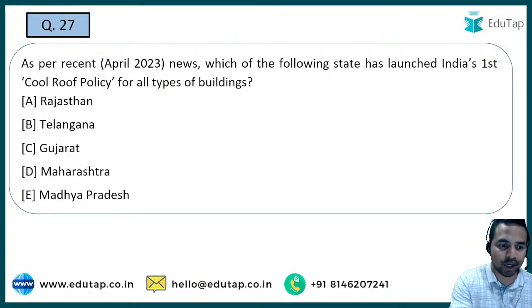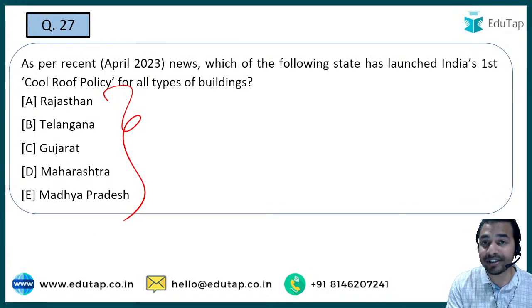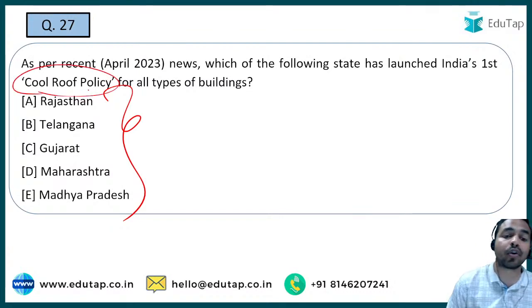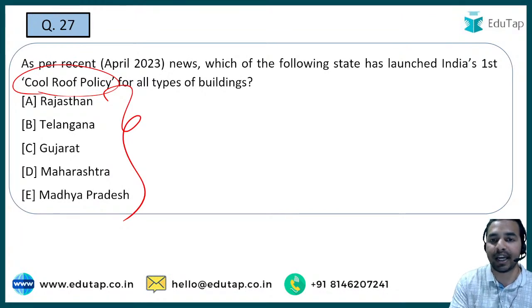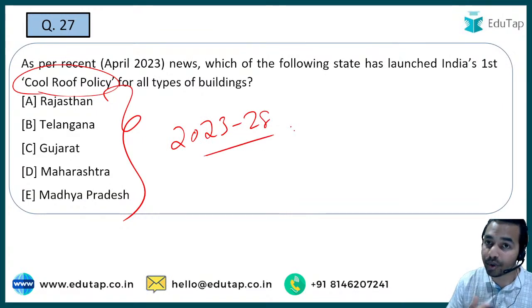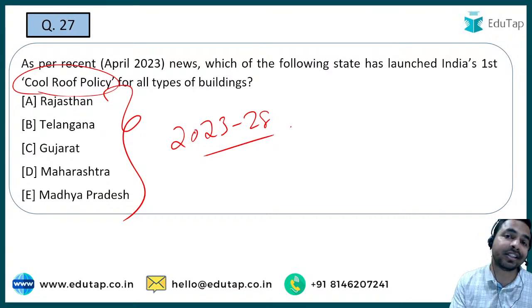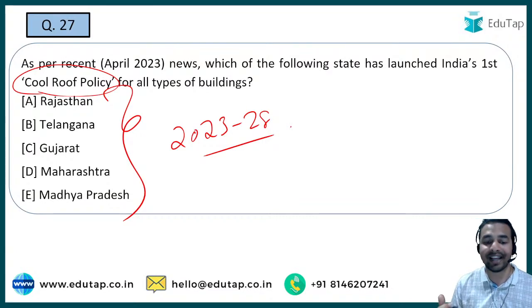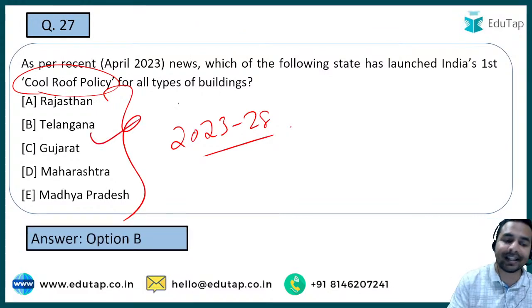Now the next question. Here you are required to tell me the name of the Indian state which has become India's first to launch India's first Cool Roof Policy for all types of buildings. See guys, Cool Roof Policy, let me tell you that this policy has been launched for the years 2023 to 2028, and it uses special paint or tile cover so that the roof of the building can reflect as much sunlight as possible, which is much higher than conventional roofs. That is why they are trying to make the state thermally comfortable and heat resilient, and this policy has been launched by the Indian state of Telangana, which is the right answer.